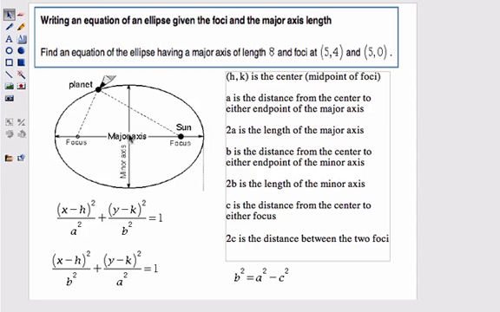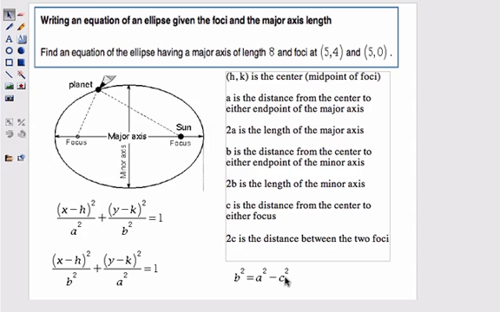B is the distance from the center to either endpoint of the minor axis. So in this case, here's my minor axis length. Here's the b value. And so from one endpoint to the other endpoint on the minor axis is 2b. C is the distance from the center to either of the foci. So from here to here, or from here to here, from one focus to the other, that distance is 2c. You are also going to need this formula right here: b squared equals a squared minus c squared.